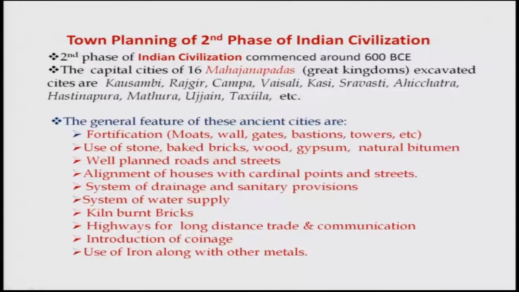But let us look at the general features of these ancient cities. There will be fortifications. Fortification means moats, walls, gates, bastions and towers. These are the things required for fortifications. And they used stone, baked bricks, wood, gypsum and natural bitumen, not what we are using today. These are from the trees and other forest we get, which is eco friendly unlike the present one. Well planned roads and streets, alignment of the houses with cardinal points and streets.